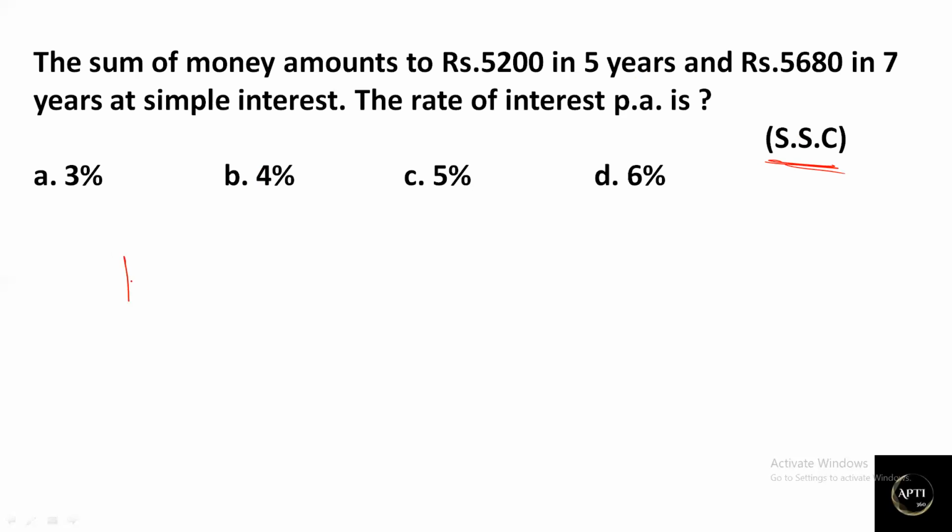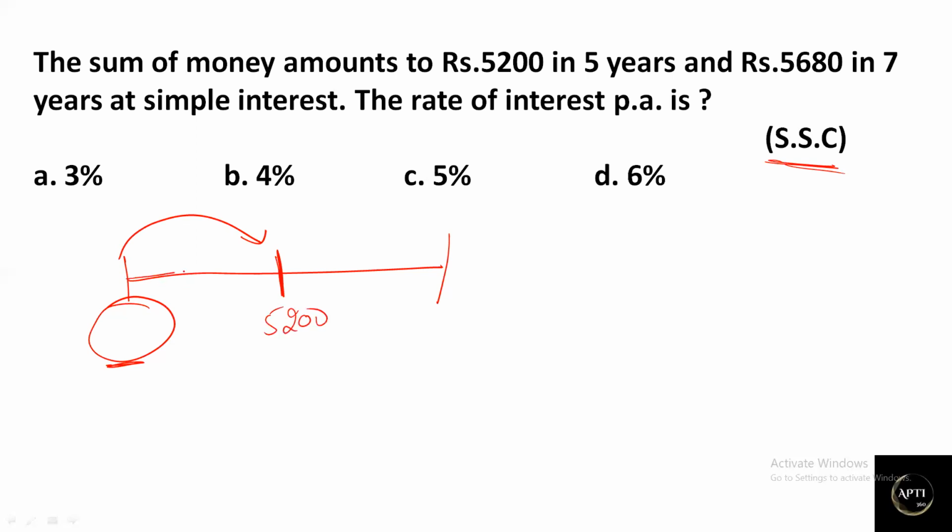Now let me take one small diagram here. Let us consider this is the present. We don't know how much amount we have at present. After 5 years, the amount we have is 5,200. What is this timeline here? It is 5 years, correct? After 5 years. And 5,680 in 7 years, 7 years from the starting.